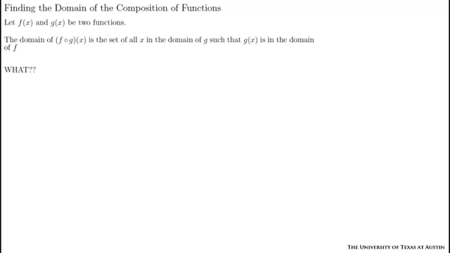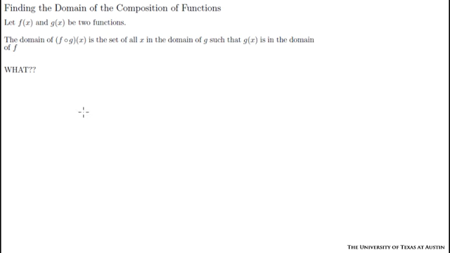Finding the domain of the composition of two functions. Let f of x and g of x be two functions, and we're going to explore the domain of f of g of x. Formally, the domain of f of g of x is the set of all x in the domain of g such that g of x is in the domain of f.